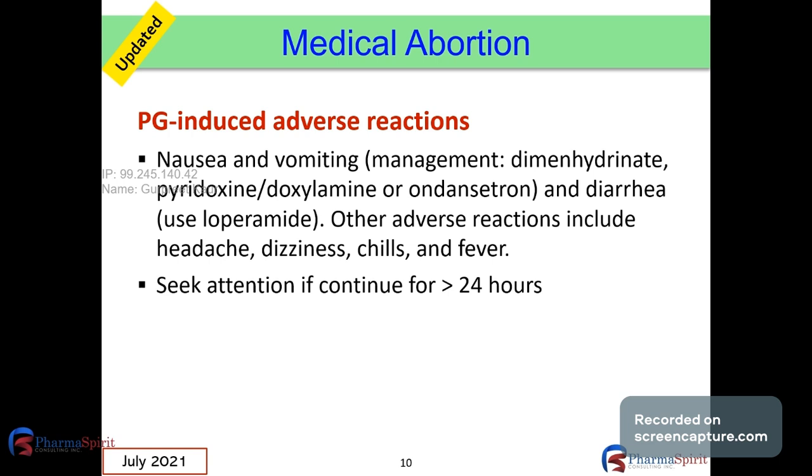The female may also experience other prostaglandin-induced adverse reactions such as headache, dizziness, fever, chills, etc. And usually these symptoms are self-limiting within a few hours, as we mentioned earlier. So the female should be advised to seek medical attention if these symptoms persist for more than 24 hours.